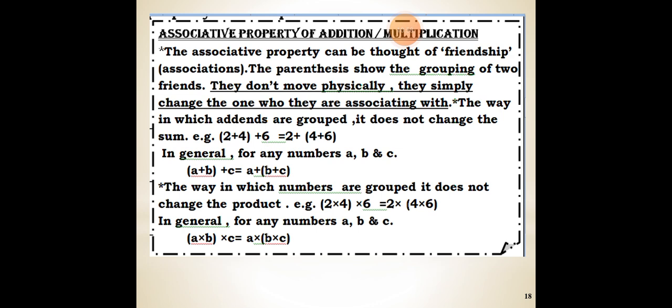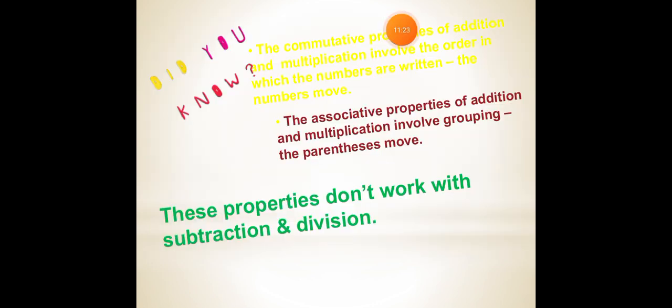So the way in which numbers are grouped does not change a product. For example, if you first multiply 2 with 4 and then multiply it with 6, it is the same as if you multiply 4 with 6 and then with 2. In general, for any numbers a, b, c, if you multiply a and b first and then c, it is the same as multiplying b and c first and then a. So it does not change the result.